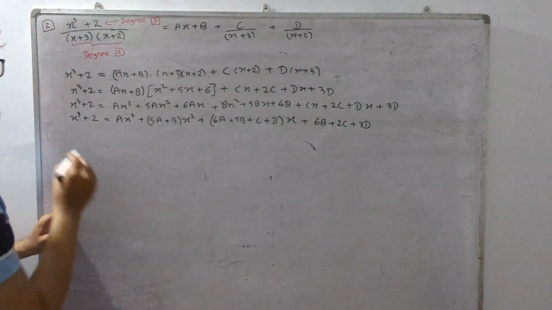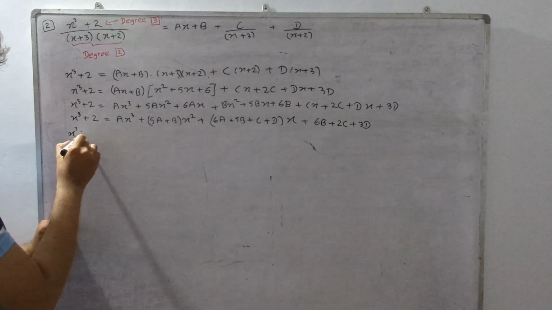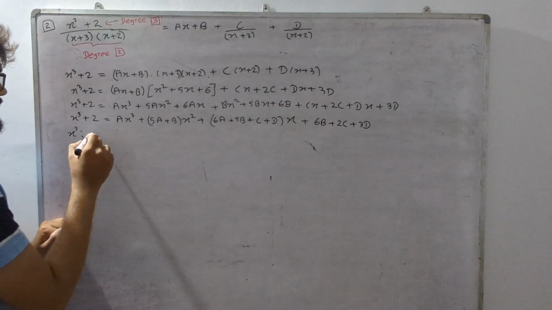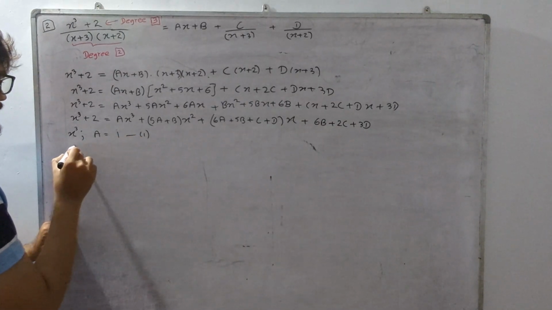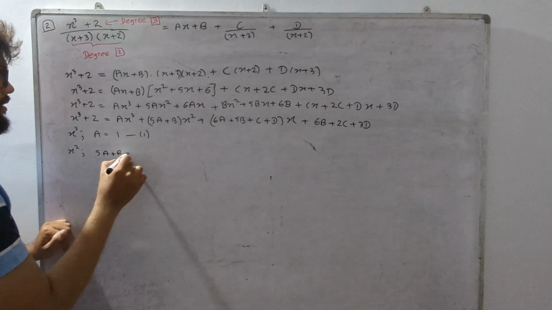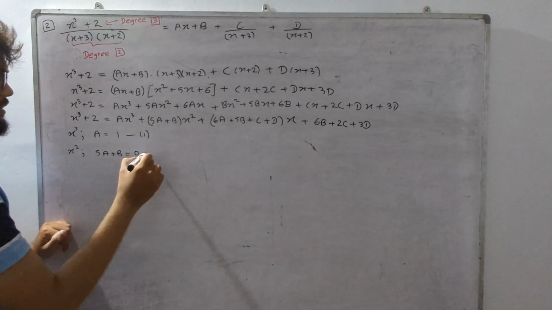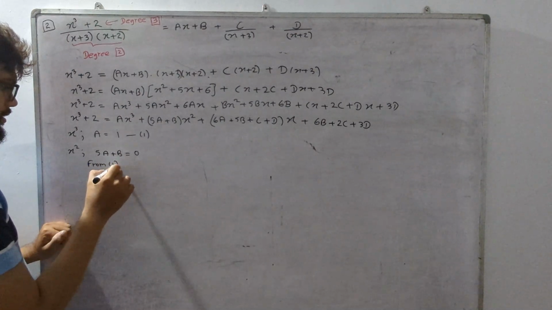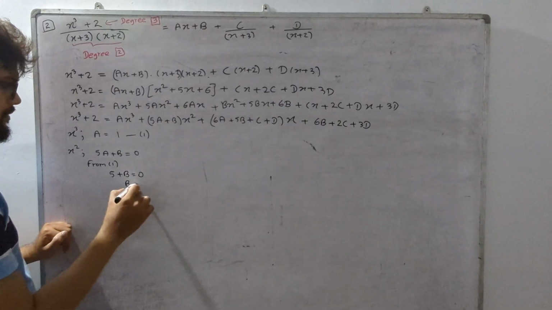Okay, now I am going to compare the corresponding coefficients. Initially I am going to take the x cube coefficients, a equals 1. This is the first equation. When it comes to the x squared terms, 5a plus b equals, there are no x squared terms, so the coefficient is 0. So we can substitute from 1, a equals 1, 5 plus b equals 0, so b equals minus 5.